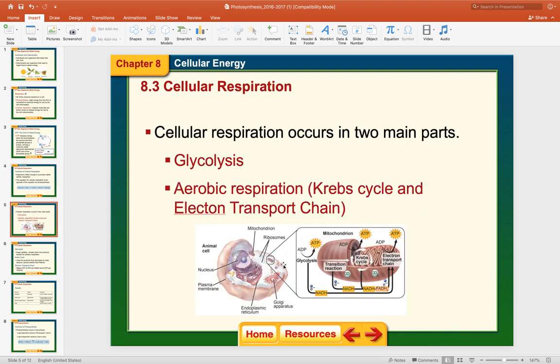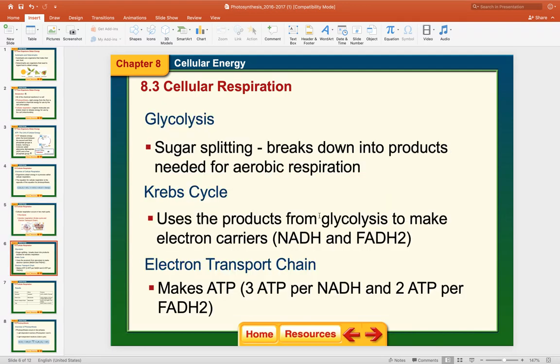Now, kind of an overview of cellular respiration and what you're going to be responsible for. Cellular respiration takes place in 2 main parts, glycolysis and aerobic respiration. And further, with aerobic respiration, we have the Krebs cycle and the electron transport chain. Glycolysis literally means sugar splitting. The glyco means sugar, the lysis means splitting. So it breaks down into products needed for aerobic respiration.